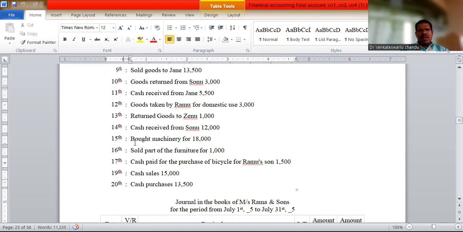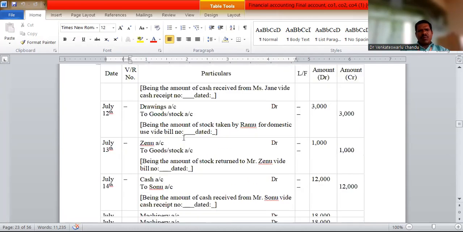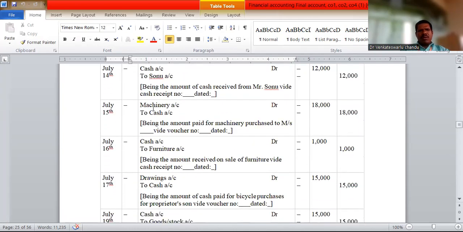See the last transaction: bought machinery for 18,000. Machinery is the real account and cash is the real account. Here, if we bought something, cash is going out and machinery is coming in. So, machinery account debit to cash, being the amount paid for machinery purchased.